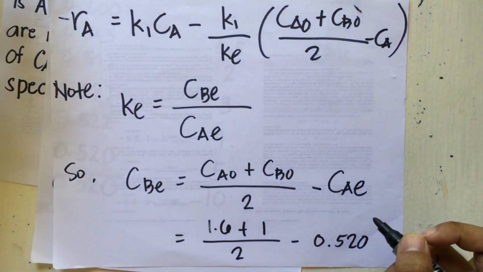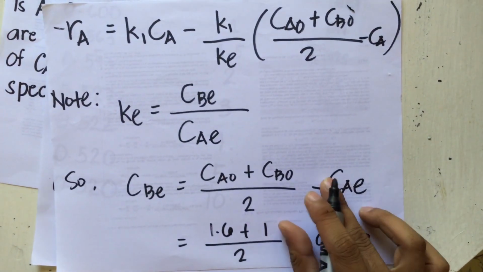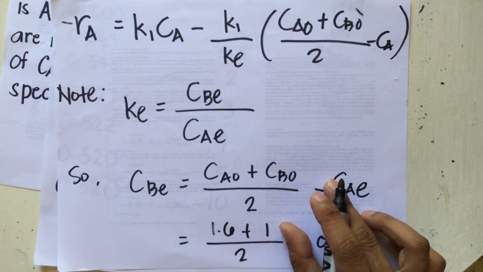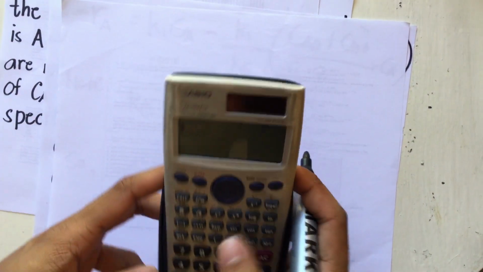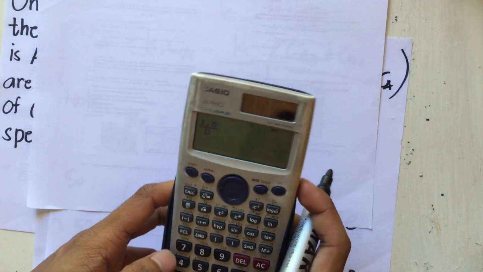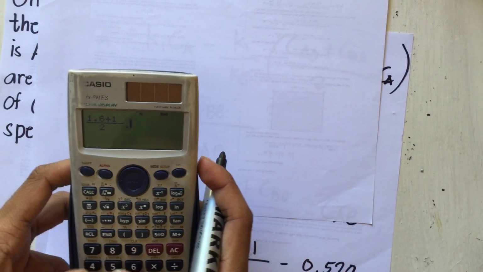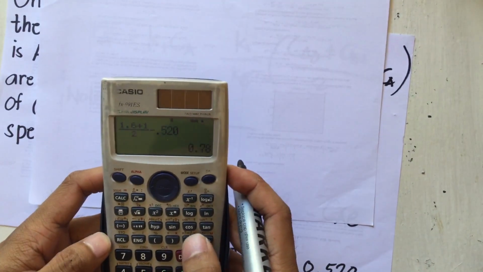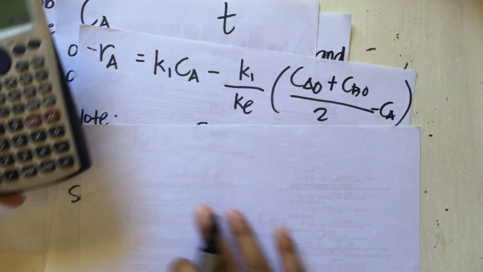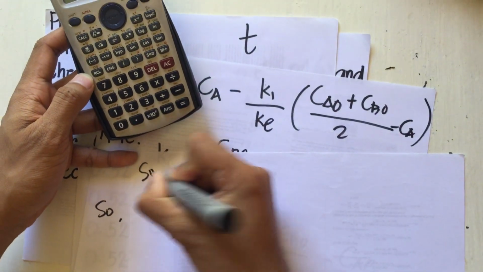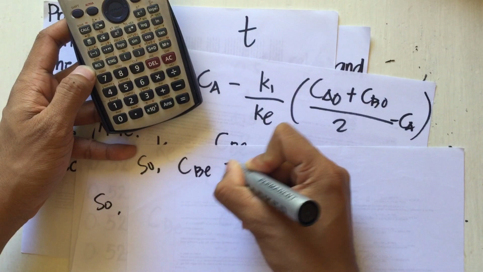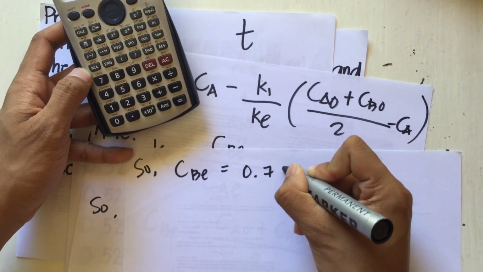520. So we now get the value of CBE. Using our calculator, we have 1.6 plus 1 divided by 2 minus 0.520. The value of CBE is 0.78. So CBE is equal to 0.78.